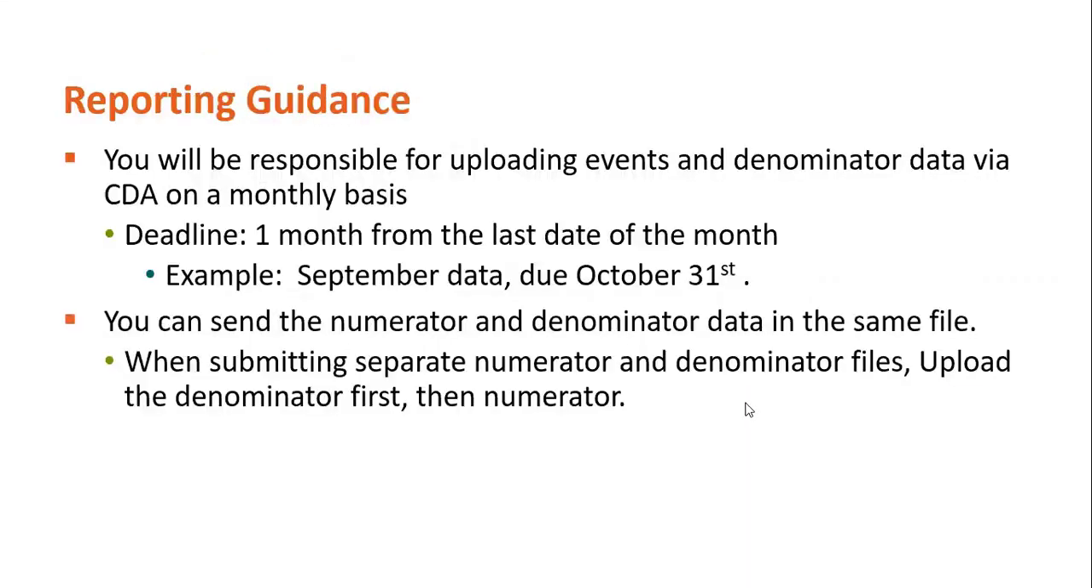You'll be responsible for uploading your events and denominator data via CDA on a monthly basis. The deadline is 1 month from the last date of the month. So for example, if you have September data, that September data will be due on October 31st. You can send your numerator and denominator data in the same file. However, if you choose to submit them separately, you must upload your denominator first, followed by your numerator.